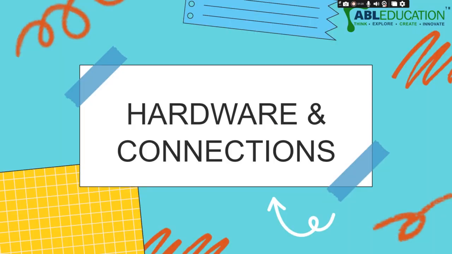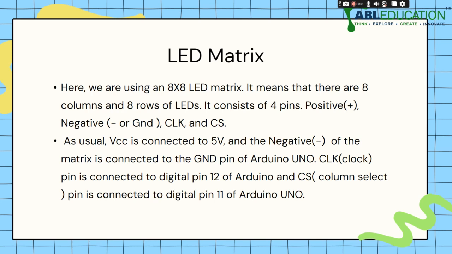Now we are going to learn about the hardware connections. The LED matrix has 8 into 8 LEDs, as we have already learned. It has 4 pins. As usual, an LED has 2 pins, the positive and the negative. It has 2 extra pins, the CLK, that is clock, and the CS, that is column select. Basically the clock is used to control when an LED will glow, to make it more synchronous and beautiful. And the CS is the column select, that is, in which column the LED is going to glow. It basically selects the column. So synchronization and column select are the extra 2 pins.